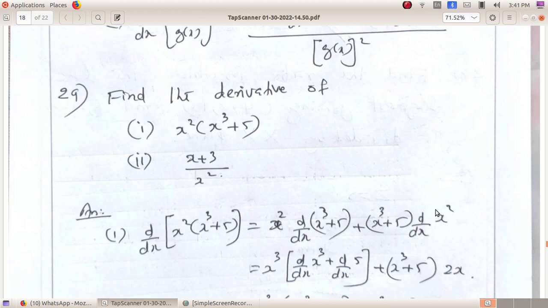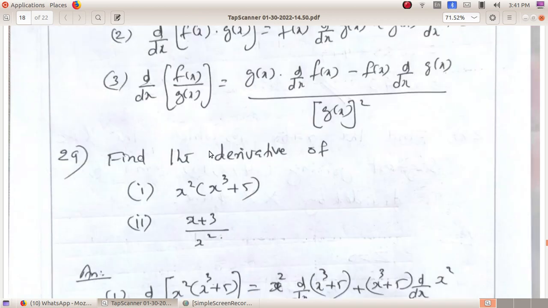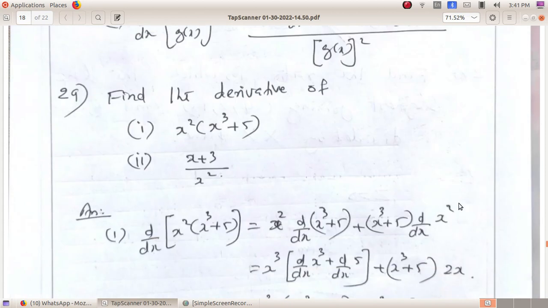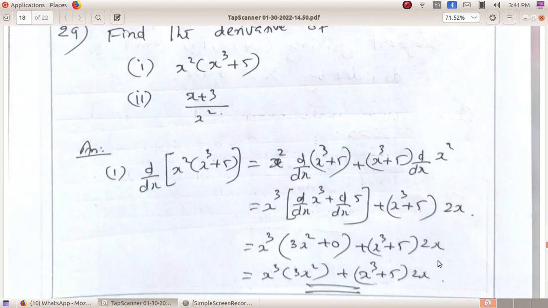d by dx of x squared means 2x, because of the x raised to n formula, n x raised to n minus 1. That's 2x raised to 2 minus 1, 2 minus 1 means 1, so 2x raised to 1, that is 2x. This is x squared. x squared into here 3x squared, by the x raised to n formula, n x raised to n minus 1, 3 x raised to 3 minus 1, that is 2. The derivative of a constant is always 0. Whatever the number may be, 5 or 6 or 10 or 1000, the answer will be 0. So this is the answer.